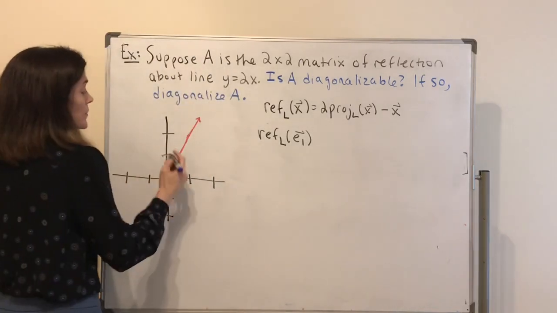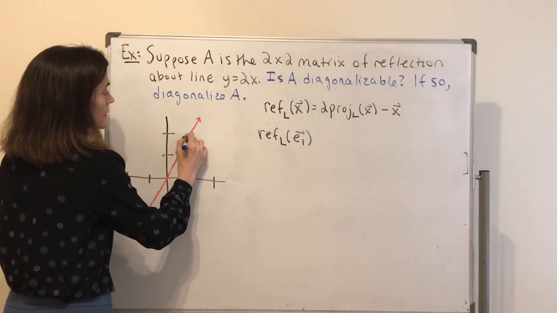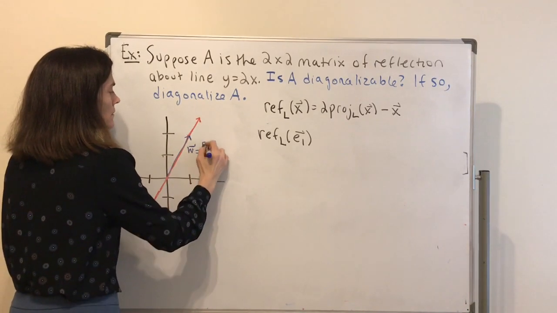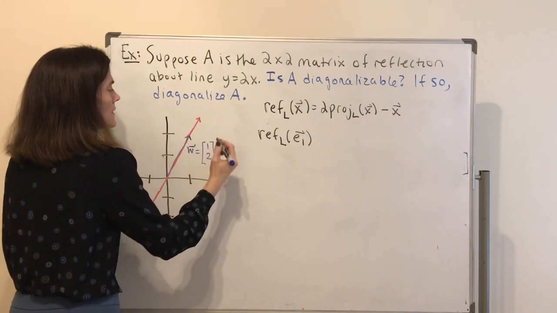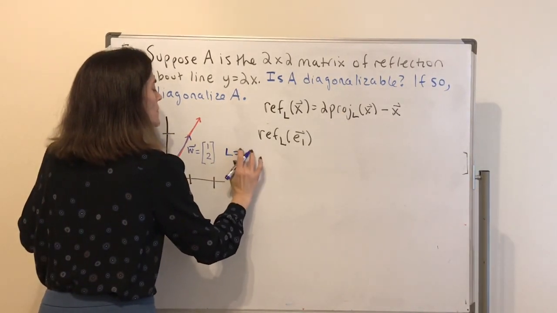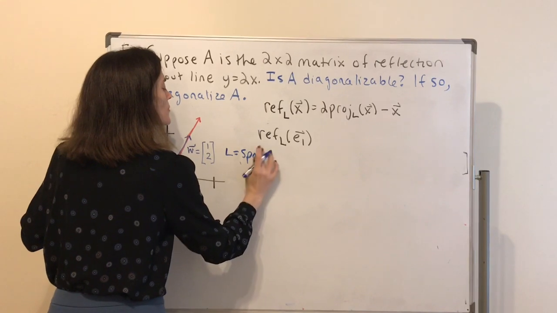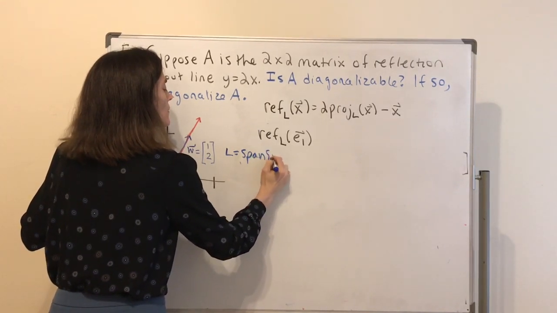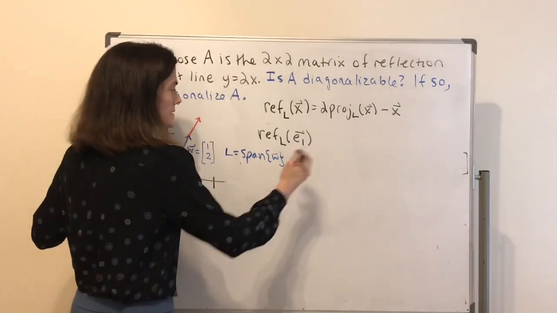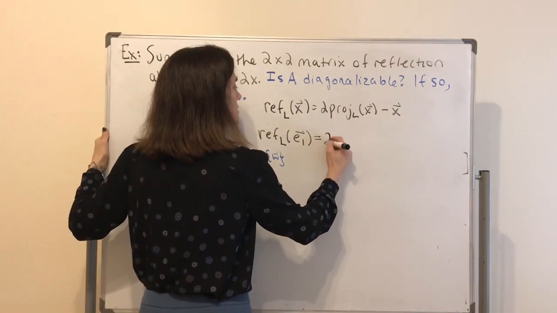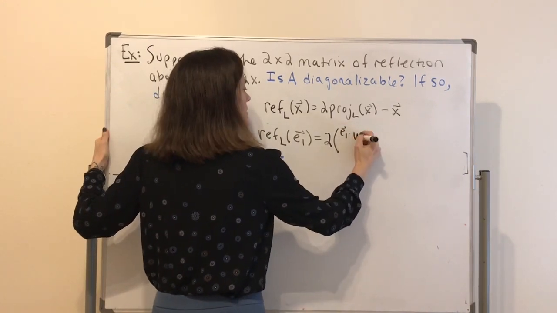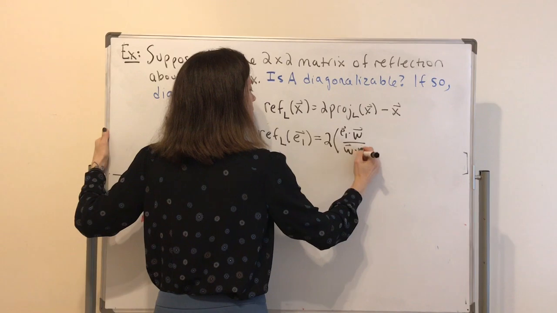Okay, well, I guess I will pick, let's see, if I do 1, 2 here, then the line L is the span of W. And then I can get going with this example. Okay. So now we will find the matrix. Just as a nice review exercise, we take 2 times, this will be E1 dot W over W dot W.